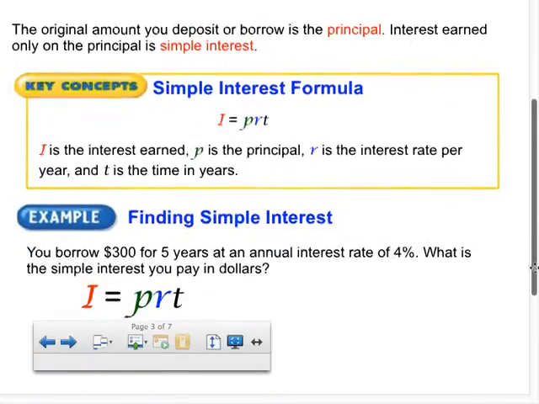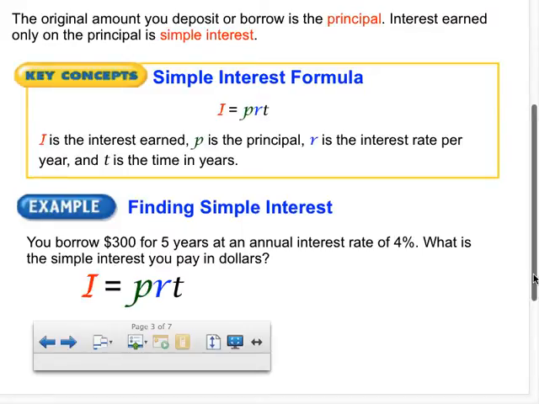All right. The original amount you deposit or borrow is the principal. The interest earned only on the principal is simple interest. Know the definition of simple interest. That's very different than what we're going to talk about later. There's another type of interest called compound interest, but we're just talking about what interest we get only for the principal. That's called simple interest.